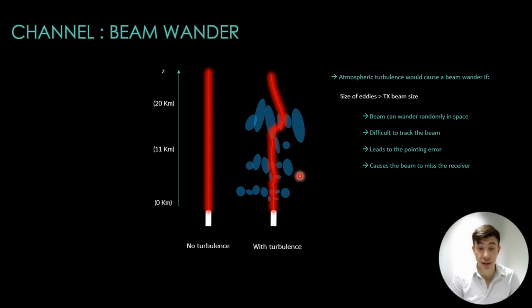We can do such things as beam tracking. Active tracking systems constantly monitor the beam position and adjust transmitter pointing direction to keep the beam aligned with the receiver. We can introduce spatial diversity. Using multiple transmitters or receivers spaced apart can mitigate the effects of beam wander, as it's less likely that all beams will be affected simultaneously. We can also perform aperture averaging. Larger receiver apertures can help to capture more of the wandering beam, reducing signal fluctuations.